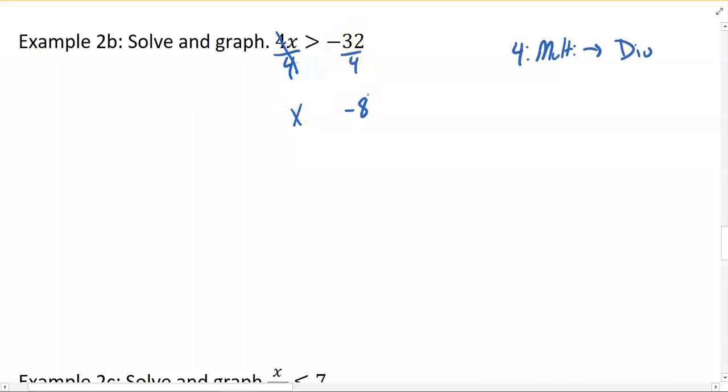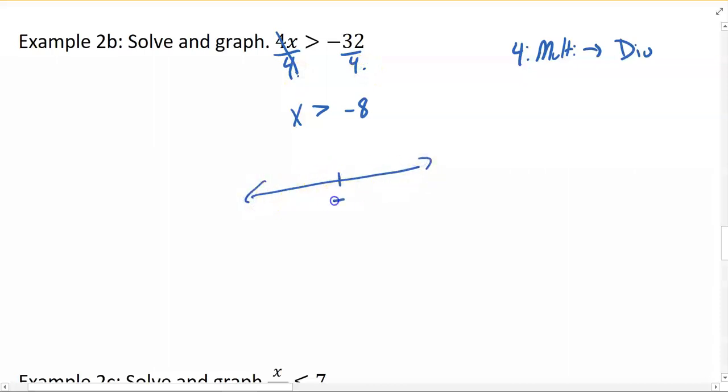Do we flip the inequality here? The answer is no, because what did I divide both sides by? I divided both sides by positive 4, so we're not going to flip here. It doesn't matter that I divided a negative. What I'm dividing each side by was positive. That's what we have to look at.